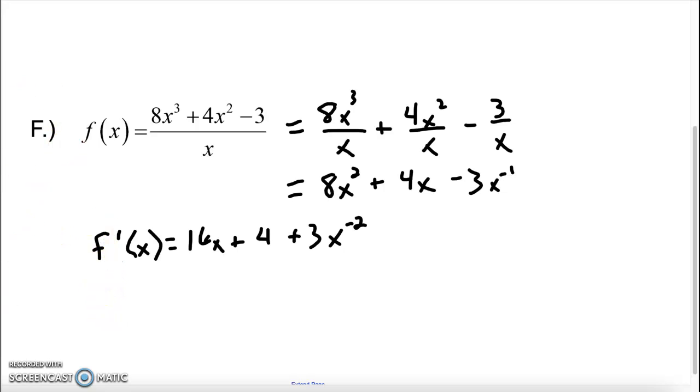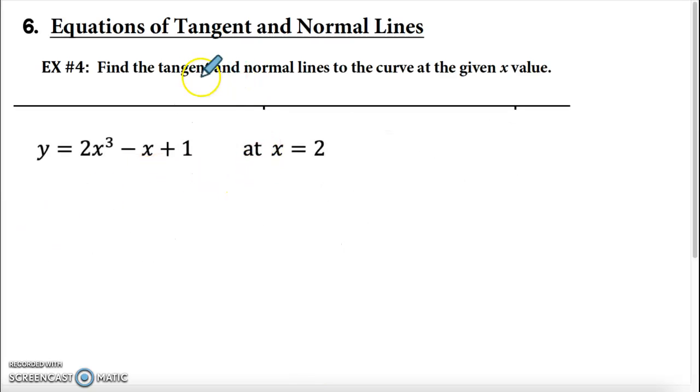Now the last problem on here is finding the tangent and normal lines to a curve. Tangent, remember, just touches the curve at one spot and estimates the slope at that point. A normal line is just a line perpendicular at a certain point. Let's first write the tangent line. In order to write a tangent line, I need two things: a point on the curve, and the slope at that point.